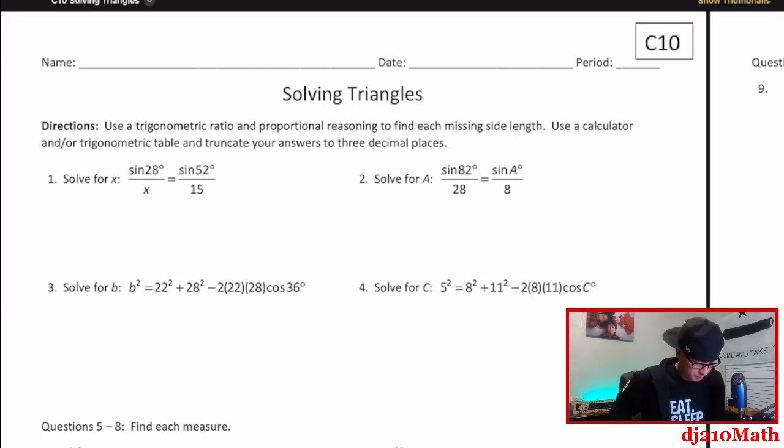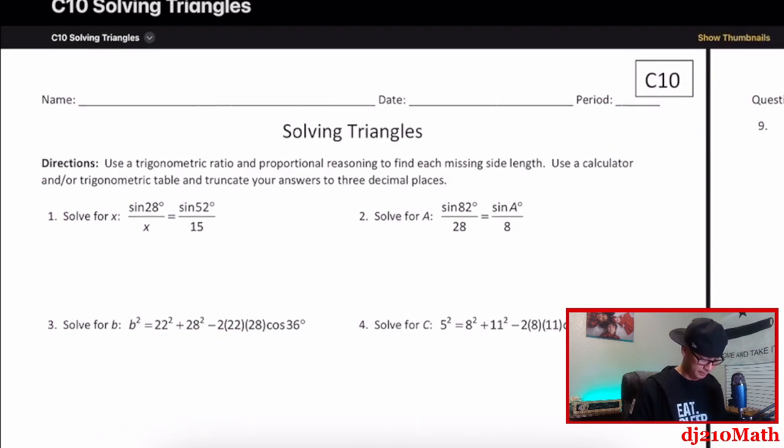All right. So solving triangles. We're going to use either law of sines or law of cosines to solve these along with our calculator. We're going to make sure our calculator is in degree mode. It's in degree mode. It is. All right, so number one, it's already set up for us, so that's a good thing.